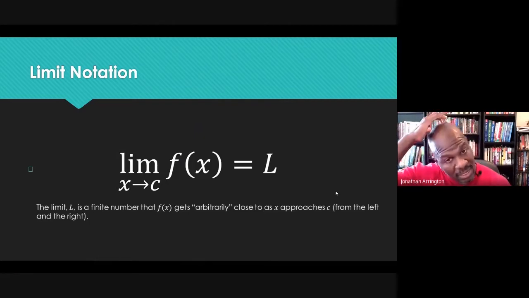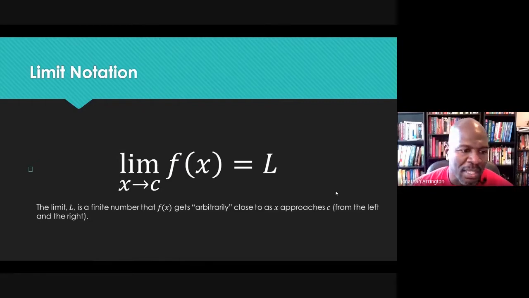Again, remember, c is another finite number. Well, c need not be a finite number, actually, but for today, c is going to be a finite number. So as x approaches c from the left and from the right. Now, this from the left and from the right business is tremendously important. So if the limit does exist, because again, there are cases where the limit doesn't exist.